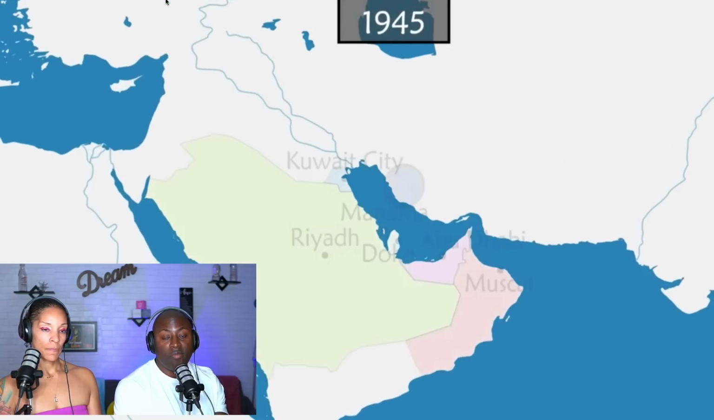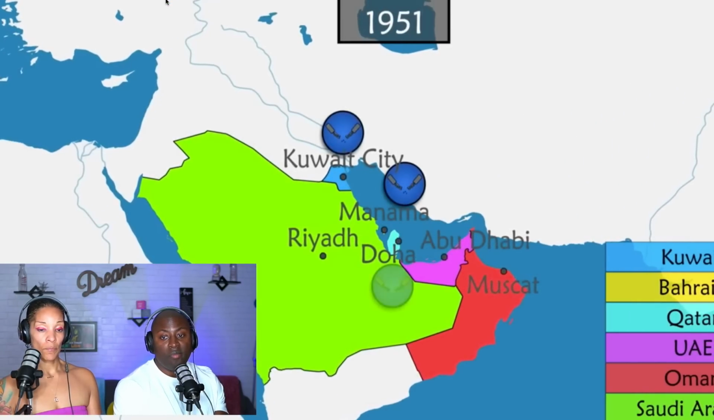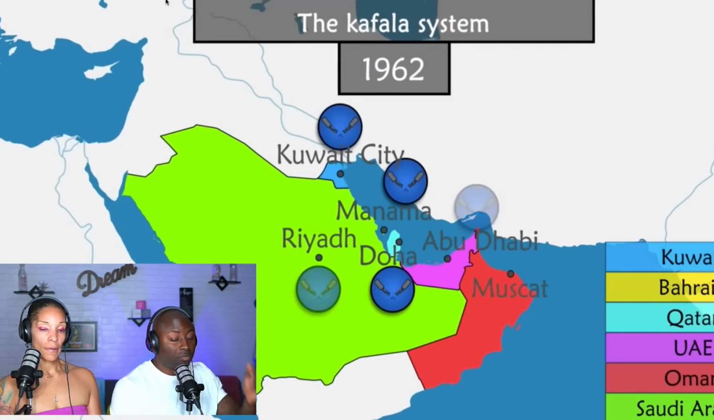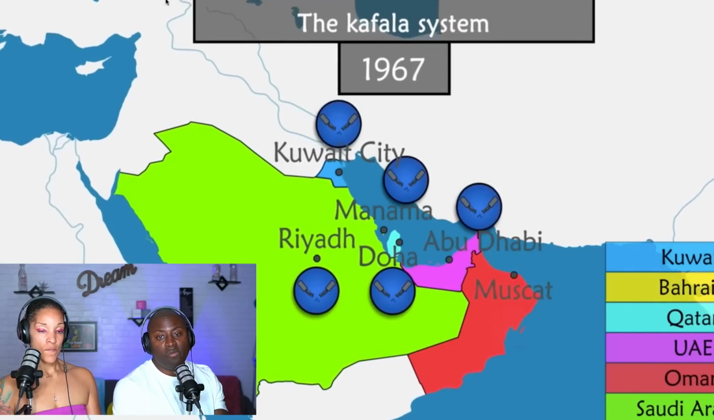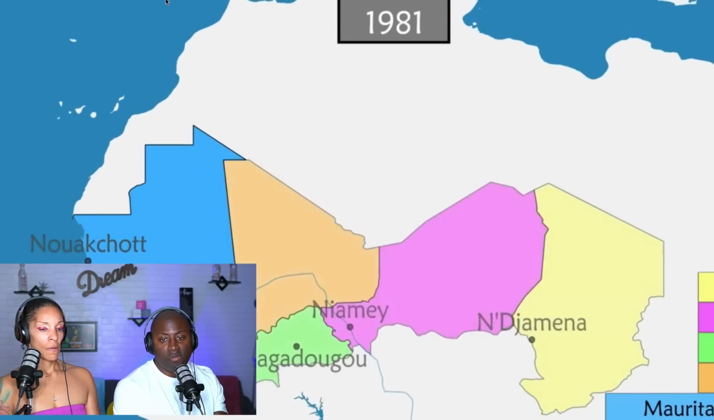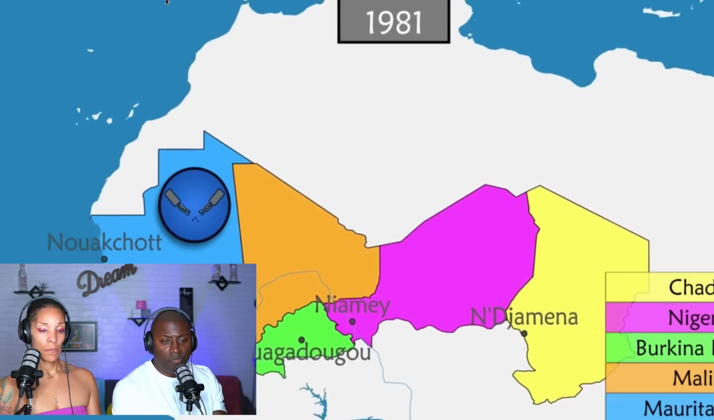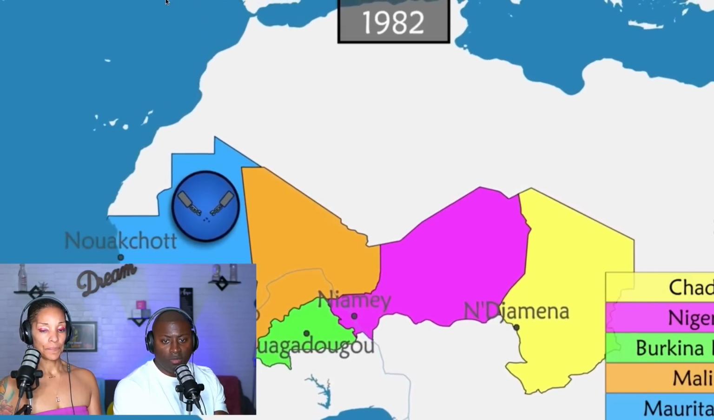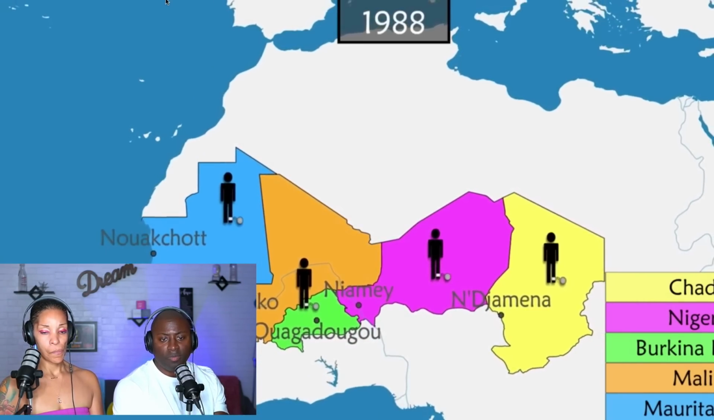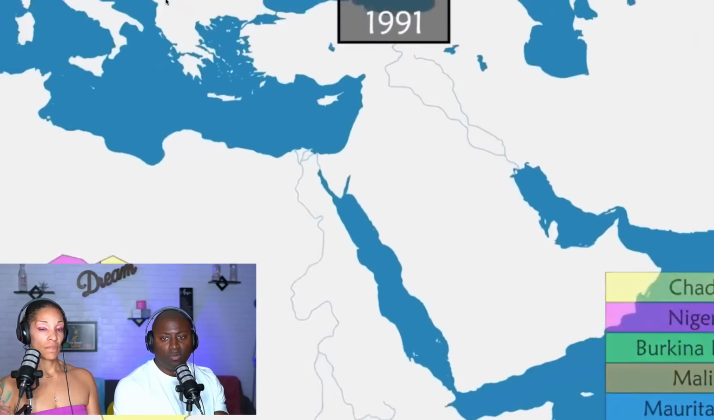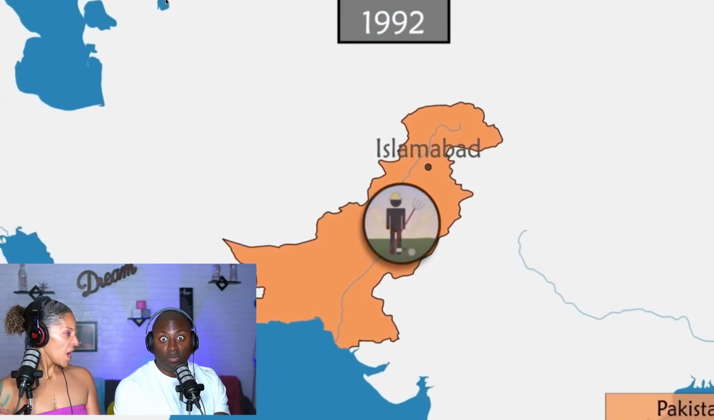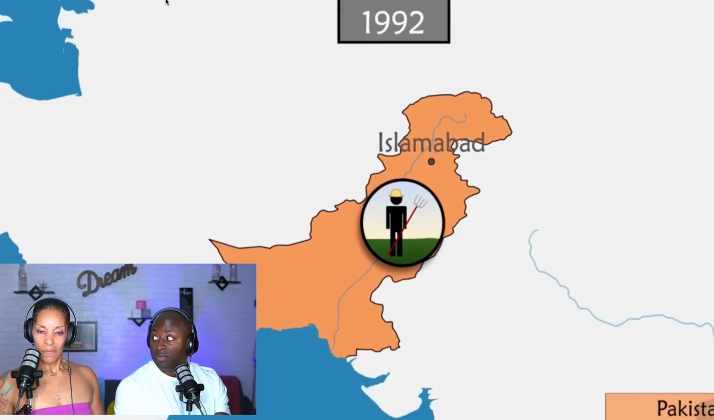After World War II, the Gulf states abolished slavery one by one, but they keep a law that allows employers to confiscate the passports of migrant workers in order to control them and prevent them from leaving. In 1981, Mauritania becomes the last country in the Sahel to abolish slavery, which is still deeply rooted in the culture. With some ethnic groups enslaved for generations, slavery continues in remote areas of the Sahel. In 1992, Pakistan becomes the last country to abolish slavery, freeing thousands of peasants who were working for powerful landowners.